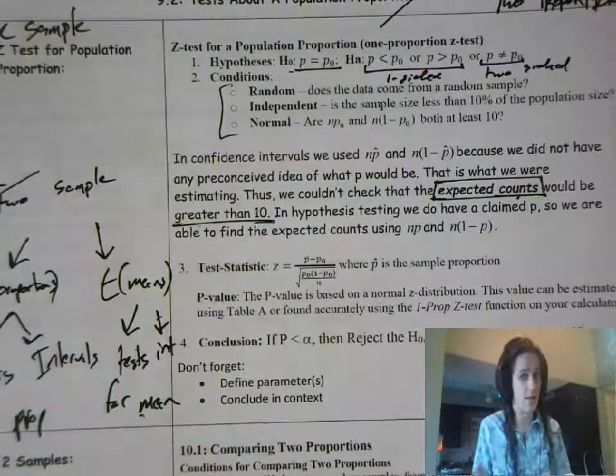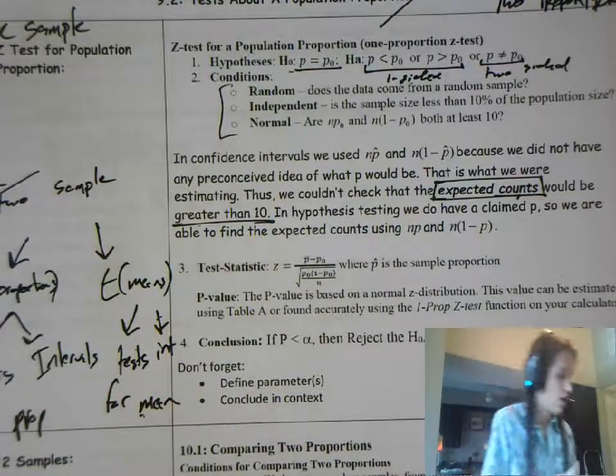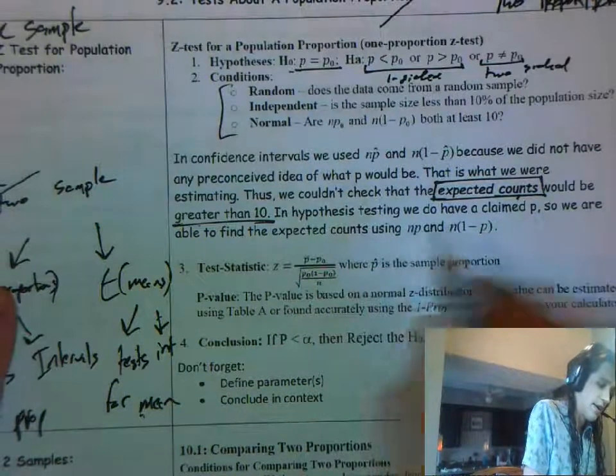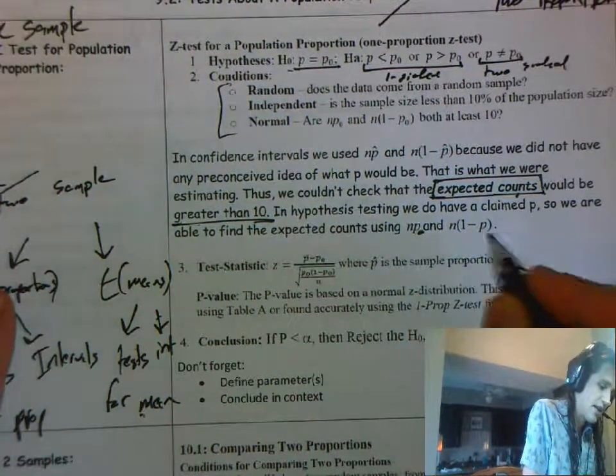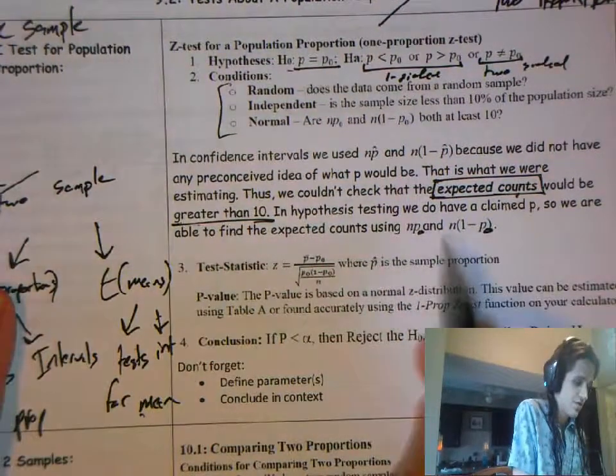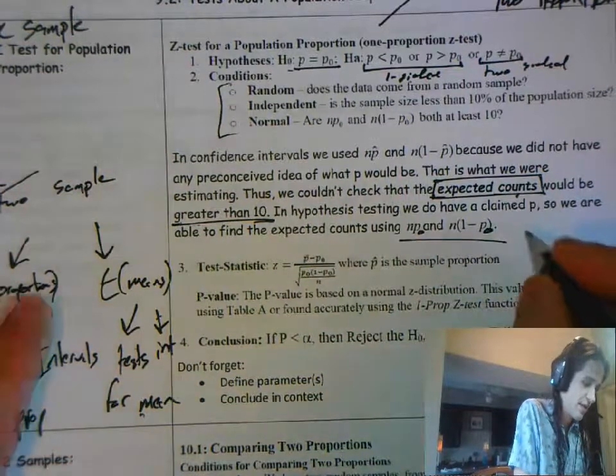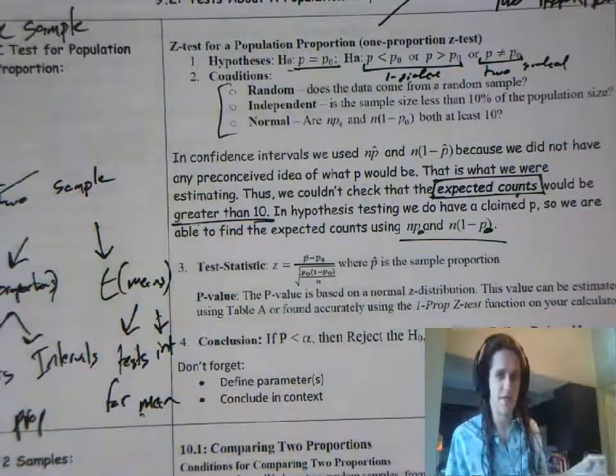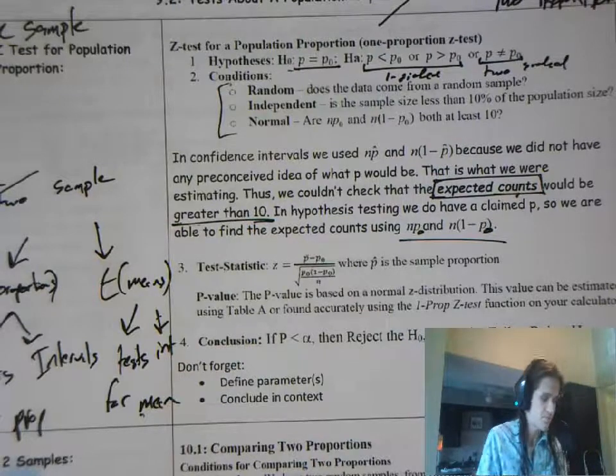It is the same condition, guys. We're just checking it on np naught and n(1 minus p naught). Do yourself a favor and put little knots down there. The expected numbers of successes and failures have to be at least 10.